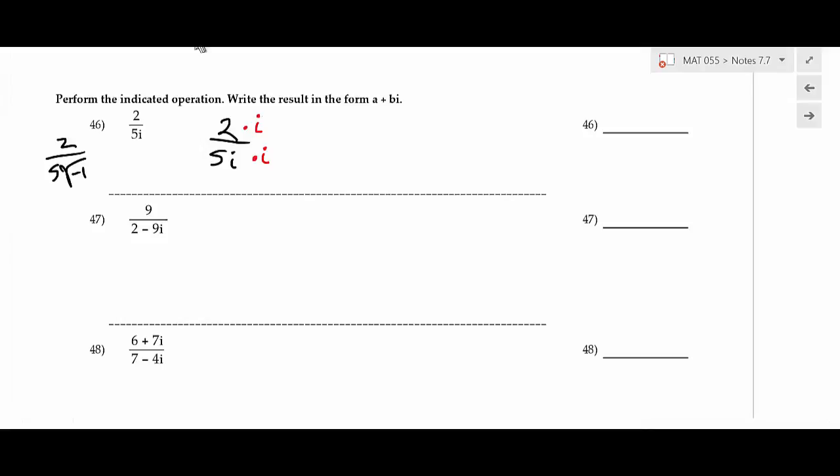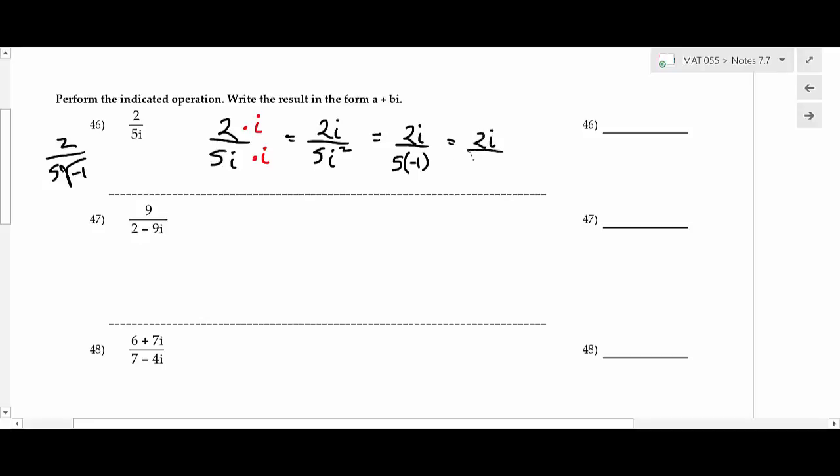Okay? So if we do that and go straight across, we're going to have 2i, and then the denominator is 5i squared, right? Well, again, what's i squared? Negative 1. You're going to see that over and over and over again. So 2i, leave it alone. You can't do anything with an i. But you can change that denominator to this. Okay, so what that's going to give you is 2i over negative 5.